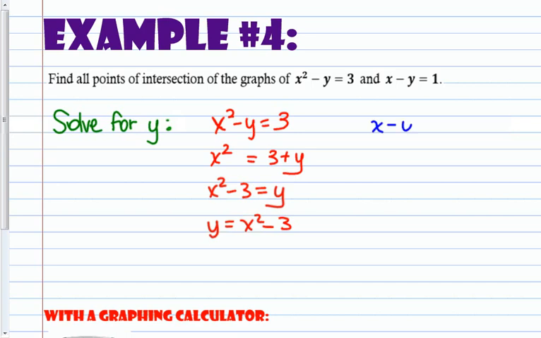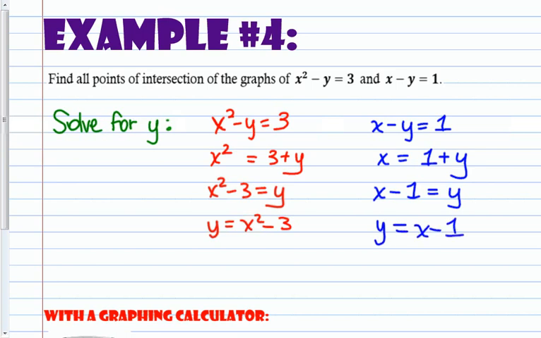Now the other, x minus y equals 1, same idea. So x equals 1 plus y. I've got to get rid of the 1, so x minus 1 equals y. Or, of course, y equals x minus 1. Now, the idea of this is, oh, both of these equations equal y. So if y, let's take the blue one, y equals x minus 1, that means I can come over here and be like, well, y is x minus 1. Basically, substituting, right? Substitution, which you learned in Algebra 1.